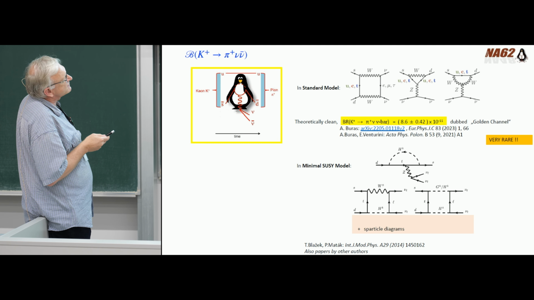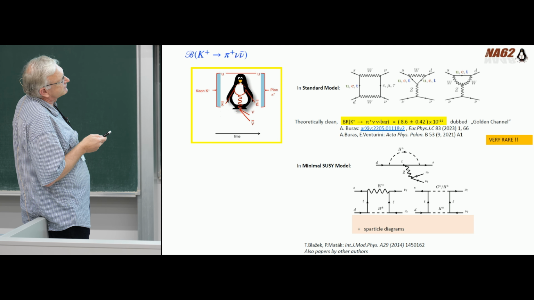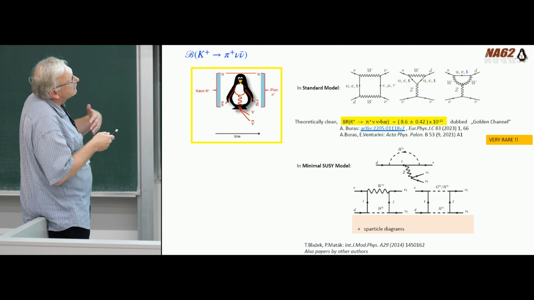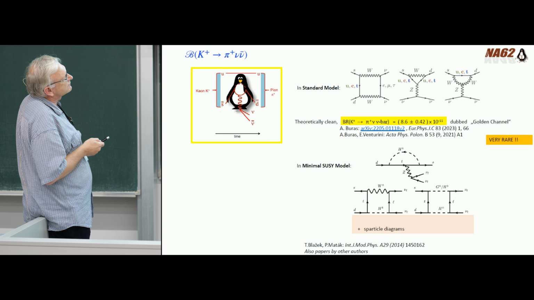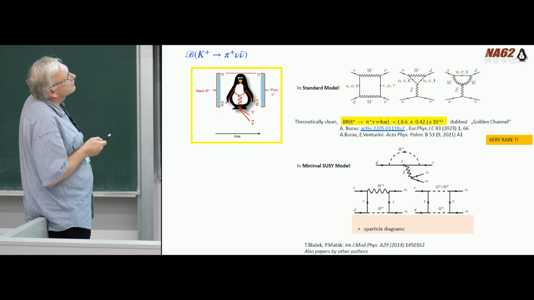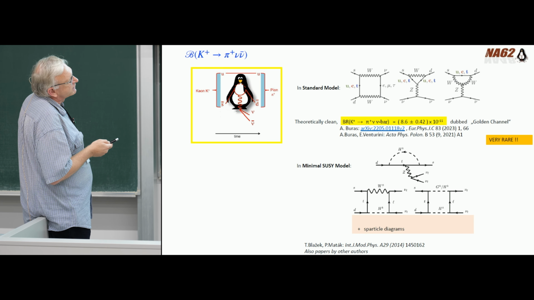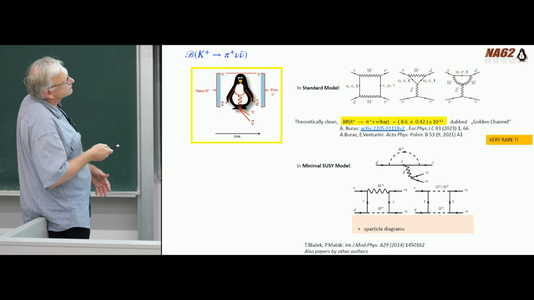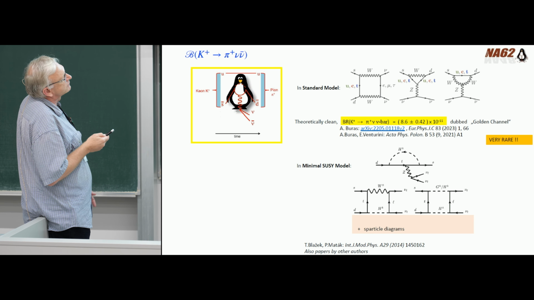And Buras writes in his latest papers that this theoretical endeavor can result in a theoretical error which would be at a 1% level. So there is still room for improvement on the theory side. However, as you will see, the experimental results are far worse, and there is room for the experiment to improve the statistical error. It's difficult to say whether we can get to this level, but at least to improve.